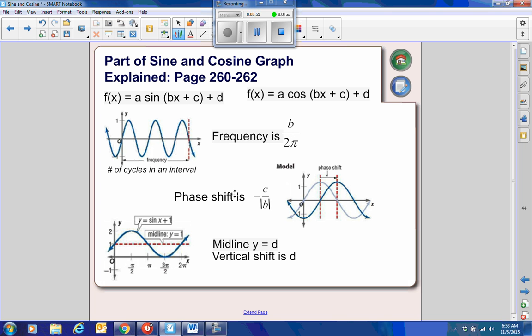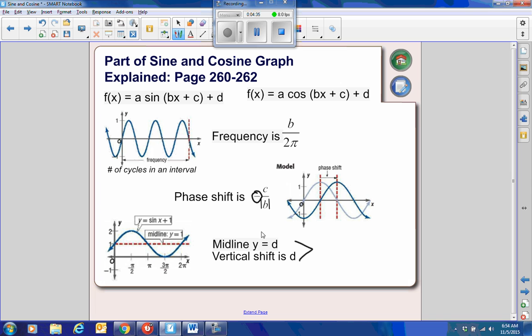Phase shift is when it shifts left and right. It's what causes the graph to move left and right. And to find out how much it moved, you take the opposite or negative of the c value divided by the absolute value of b. And then finally, the midline, I like to think of it as the line that cuts the graph in half. It doesn't always land on the x-axis, because if there's a vertical shift, meaning it went up or went down, the midline moves with that shift. So that's why the midline and the vertical shift are the same value.